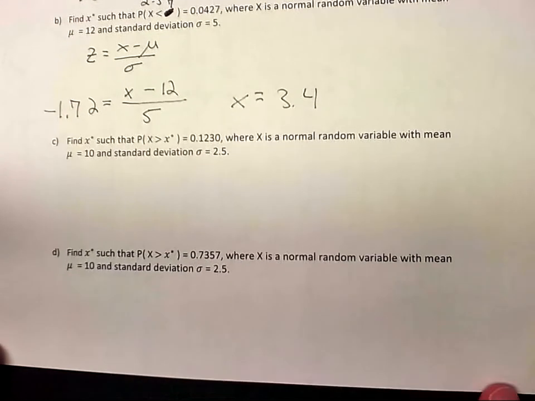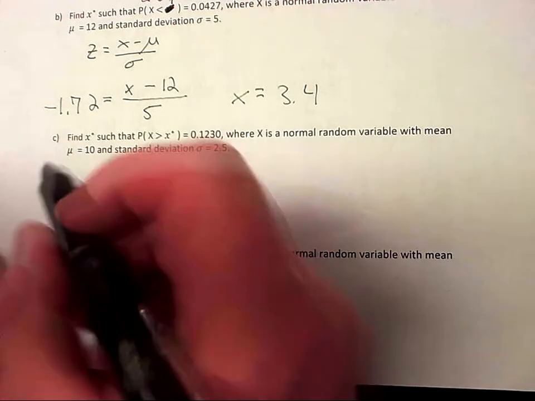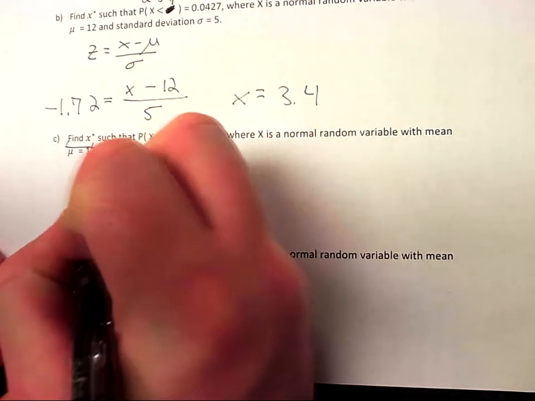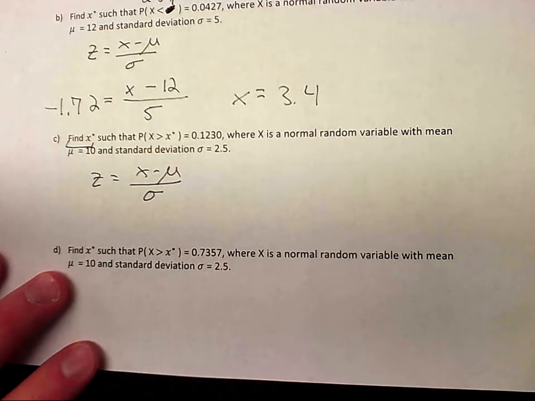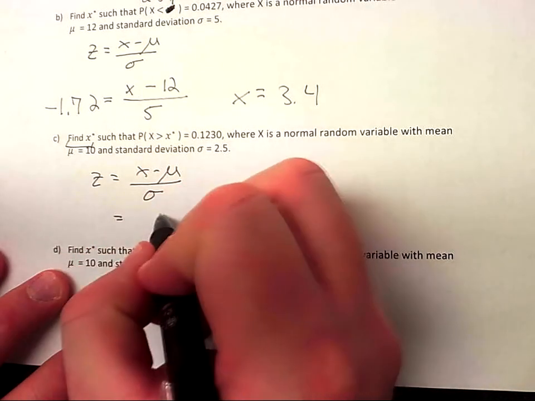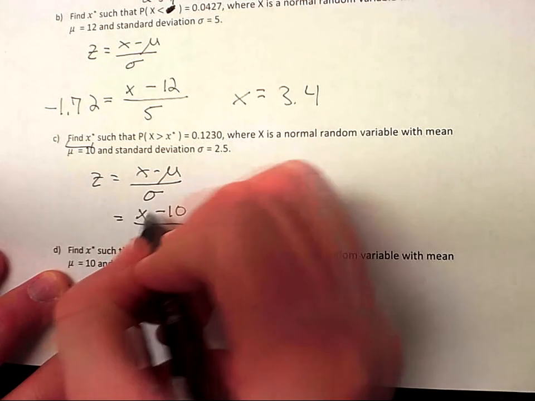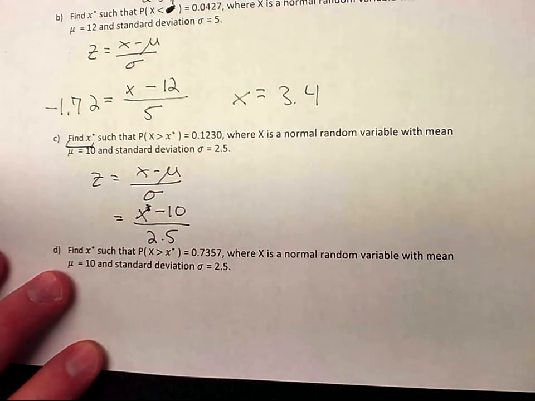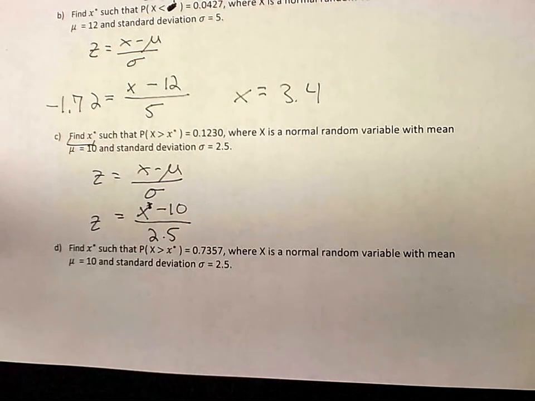All right, we're slowly but surely running out of time, so let's do C first together, and then with whatever time we have left, we'll do D after that. So again, we're trying to find x star. Whenever it says find x star, that's our buzzword for using z equals x minus mu over sigma. We know that mu is equal to 10 and sigma is equal to 2.5. We're trying to find x, which our problem is calling x star, and we also don't know our z value.